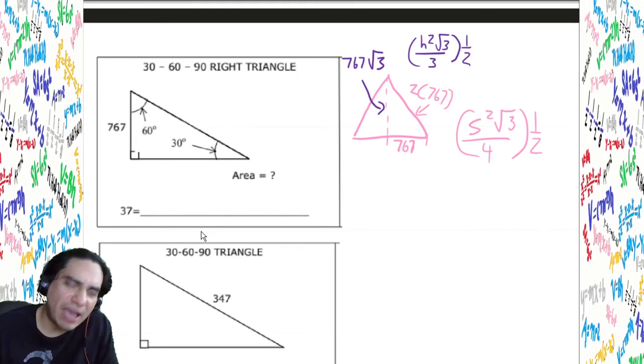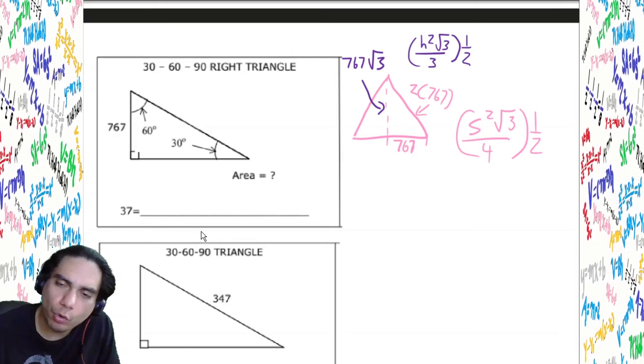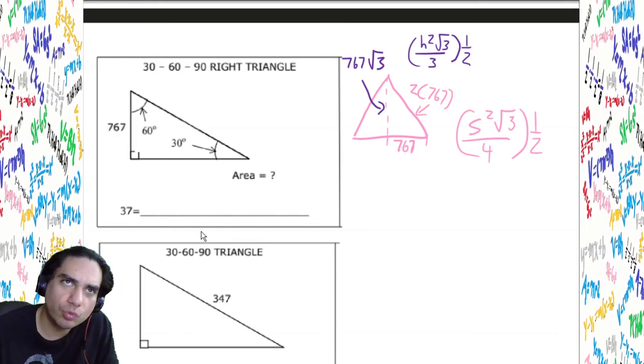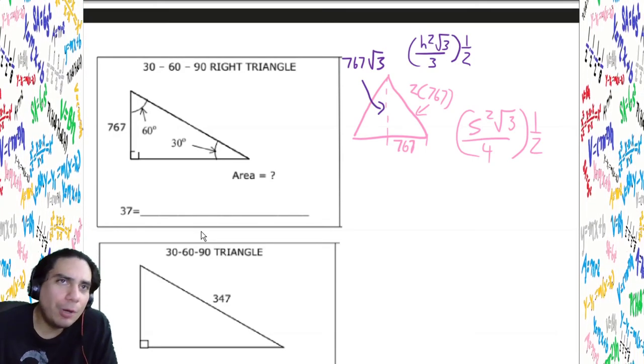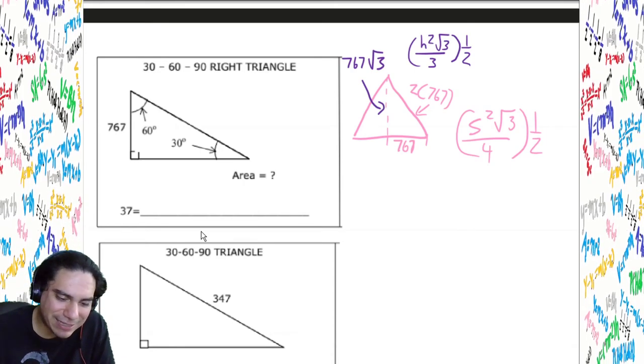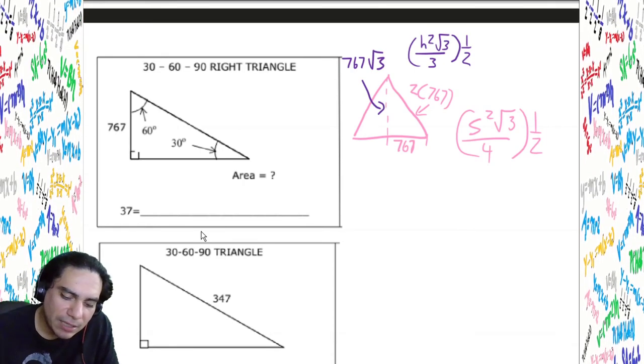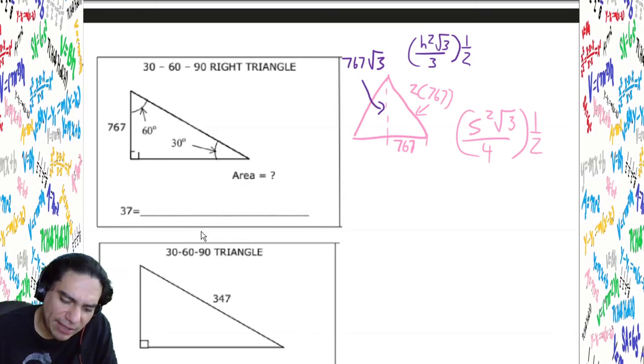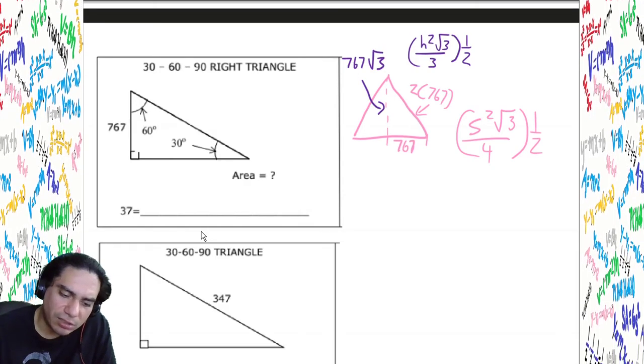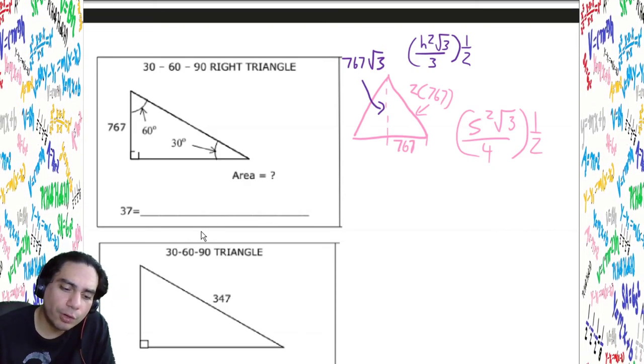So I'm going to use the side, just because I'm partial to using whole numbers when I'm multiplying. I don't like using square root of 3s, but we're going to use the square root of 3 anyways. It's going to happen. And hopefully you're already seeing that that square root of 3 is here for a reason, okay?